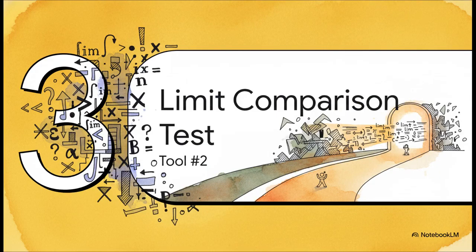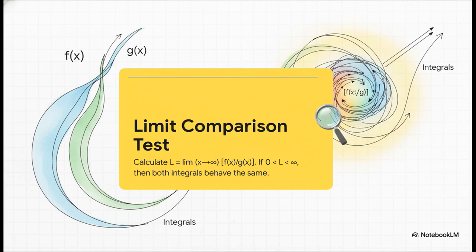And this brings us to our second, and honestly, often much easier tool, the limit comparison test. This one is incredibly powerful because it lets us sidestep that whole tricky inequality proof. So here's how this one works. Instead of comparing sizes, we compare their long-term behavior. You take your function f of x and divide it by a comparison function, g of x, and then you take the limit as x flies off to infinity.